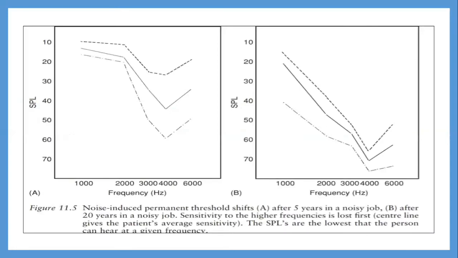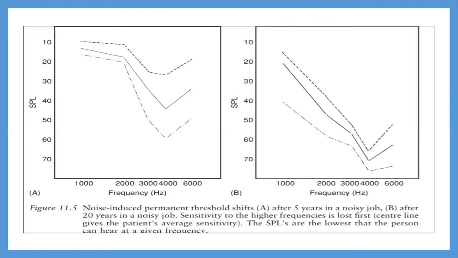Now, as you can see in figure 11.5, it shows an example of audiograms of noise-induced threshold shifts. Figure A is an example after 5 years in a noisy job, while figure B shows an example after 20 years in a noisy job. And as you can notice, sensitivity to the higher frequencies is lost first, while the center line gives the patient's average sensitivity. The SPLs are the lowest that the person can hear at a given frequency.